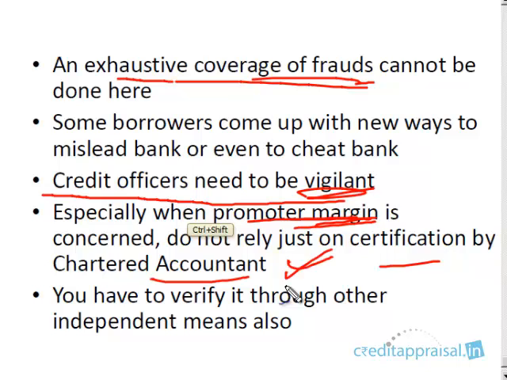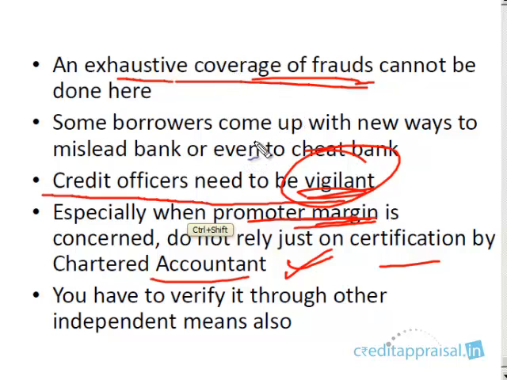Please be vigilant. As credit officers, you have to be vigilant, especially in the case of term loans. Working capital is a different story. Of the two, you can be a bit less vigilant there, because at least you have physical stock. Working capital is usually against security, against physical stock. It's usually backed by drawing power. So in that sense, it is a bit all right. But in the case of term loans, please be very careful.